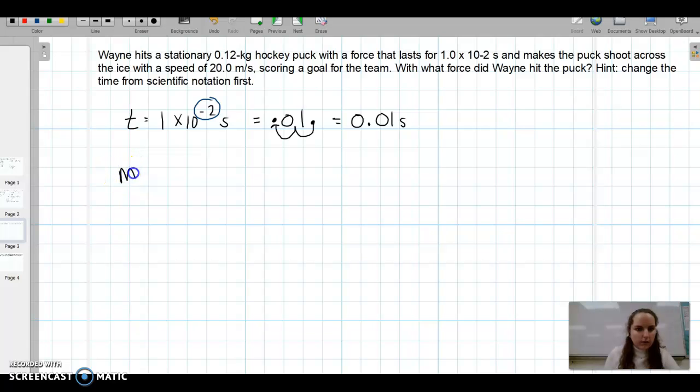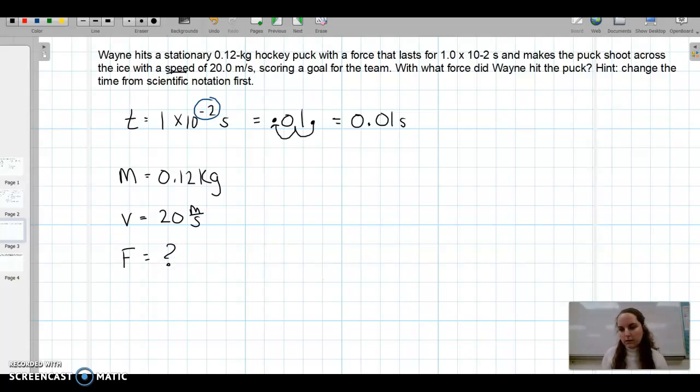And we are also given the mass of 0.12 kilograms. Okay, so we're given a mass, we're given a time, we're also given a speed, and again, speed is the exact same as velocity, just, the direction is not important to us. So we can say this is 20 meters per second, and it's scoring a goal for the team, and we want to know how much force is being applied to the hockey puck in order to have it move and travel at this certain speed.